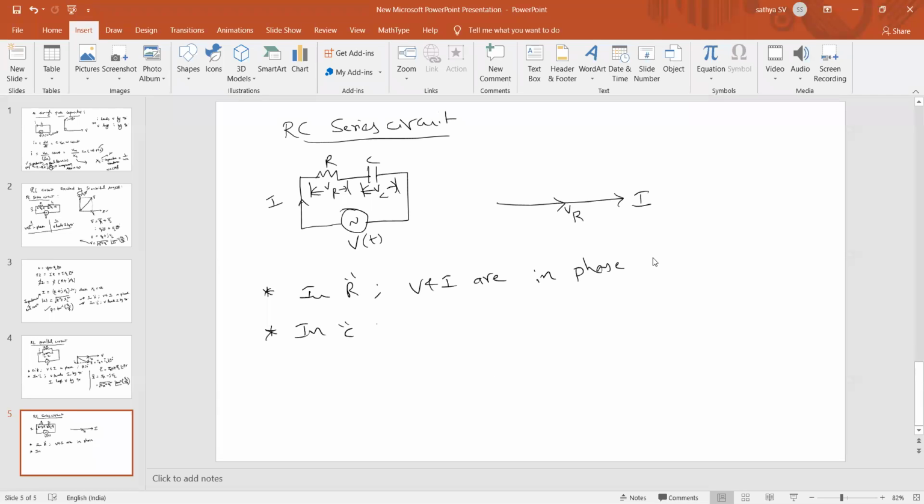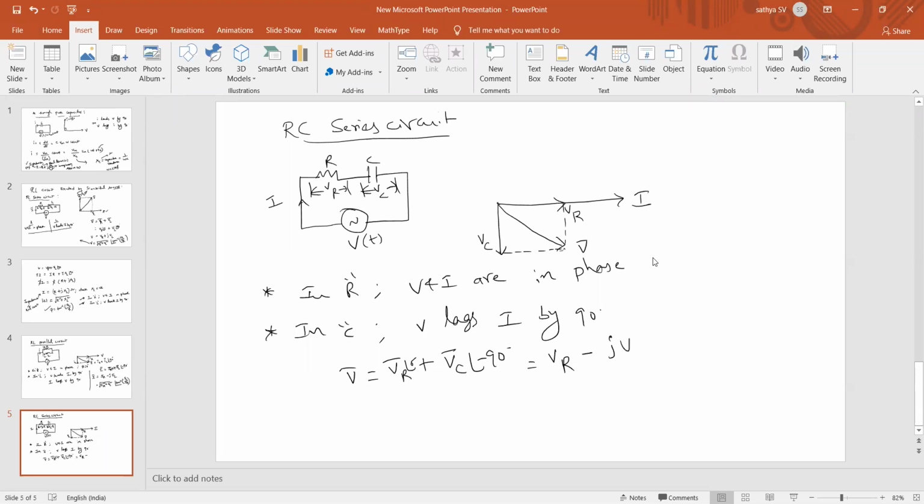For a capacitor, what is the relation between V and I? V always lags I by 90 degrees. V lags I means we need to draw downward. That is your VC, and the resultant. What is the value of the resultant now? V bar, right? V bar is simply VR bar plus VC bar, that is minus 90. Here this one is at 0 degrees. So shall I simply conclude that as minus jVC, right?